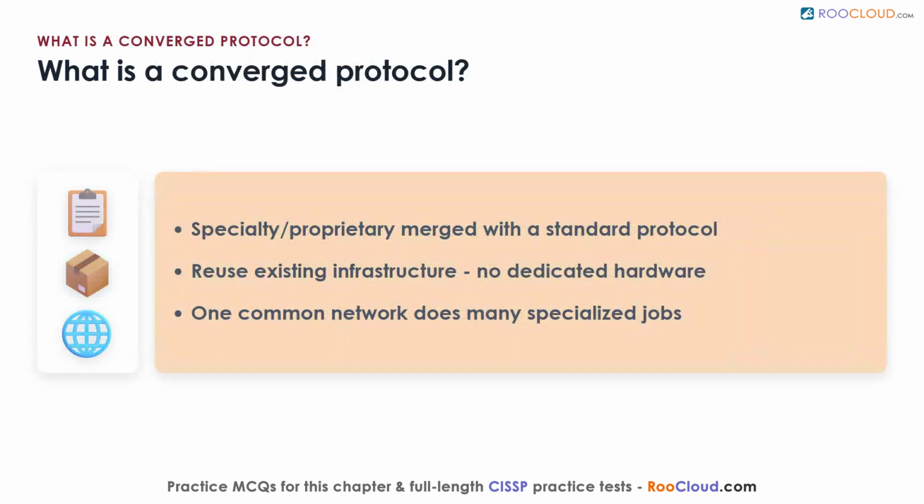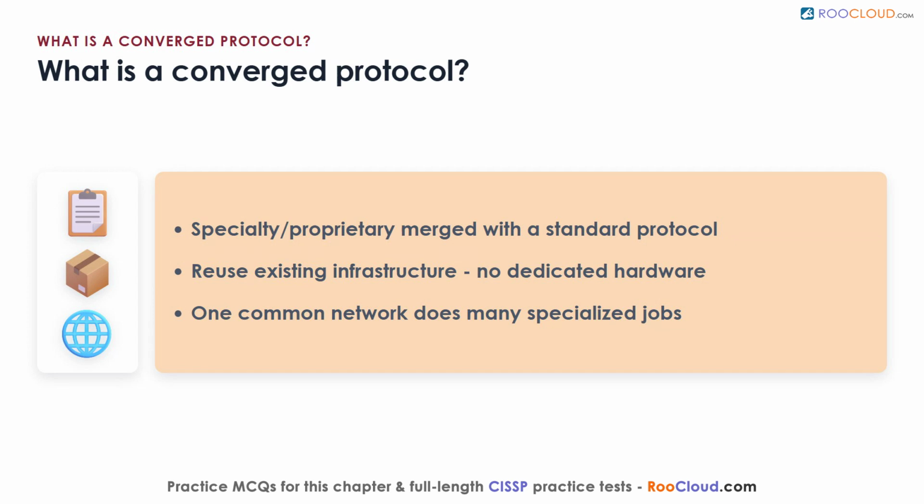What is a converged protocol? It is the merging of a specialty or proprietary protocol with a standard one, usually from the mainstream internet suite. The payoff is that you reuse your existing standard network infrastructure to carry special services, instead of deploying separate, dedicated hardware for each one. It lets one common network do many specialized jobs.